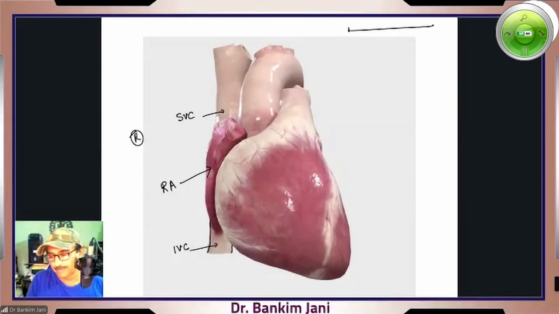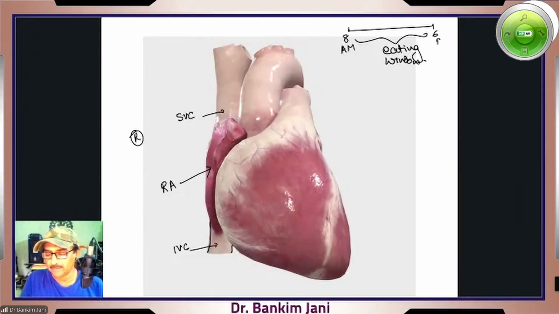Just a few minutes ago I also got that email. This is morning 8 o'clock and this is evening 6 o'clock. Don't make big changes to your lifestyle immediately, but this much is your eating window, right? This much is your eating window. From 8 in the morning to 6 in the evening. After sunset, don't eat. You must make this one change.